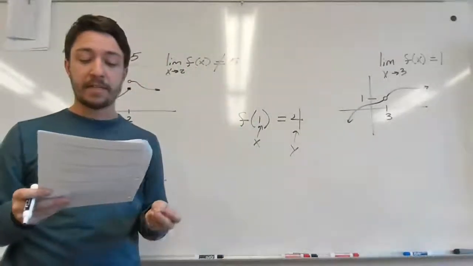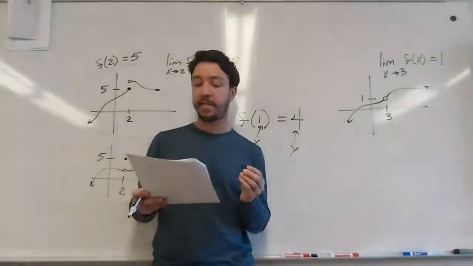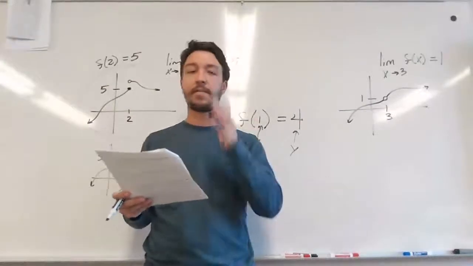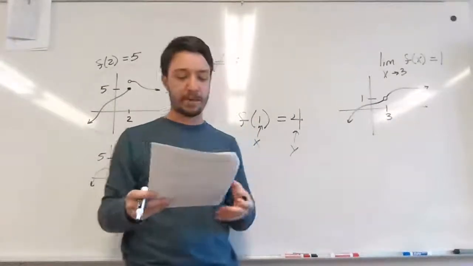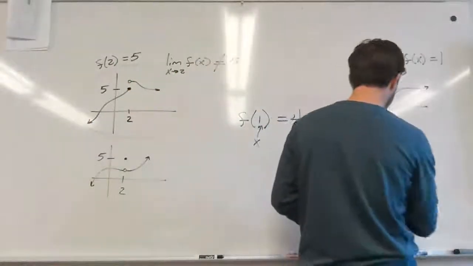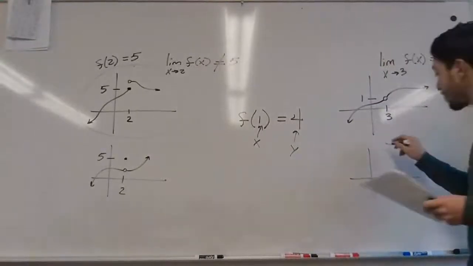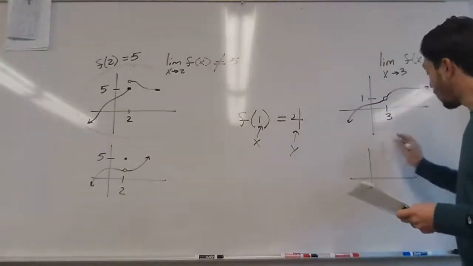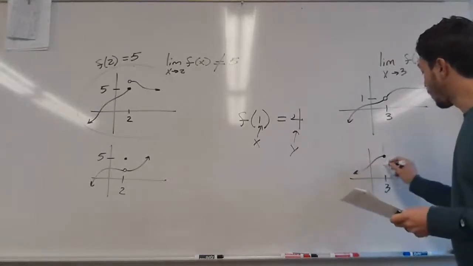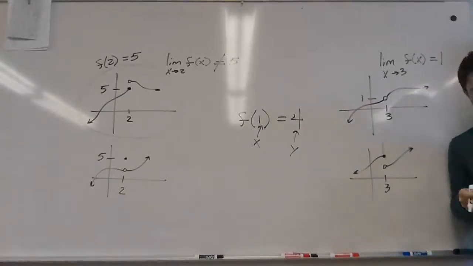Anyway, D: if f is discontinuous at 3, then the graph has a vertical asymptote at 3. That's false. A counterexample for D would be to pick any other discontinuity. How about a jump? We can literally draw the same thing we just drew. It could be the exact same graph, actually. Or how about that? That would also work as a counterexample for D.